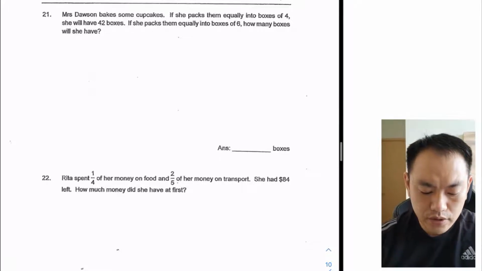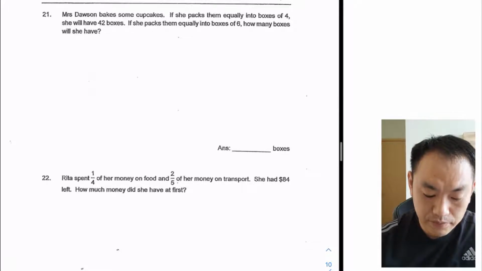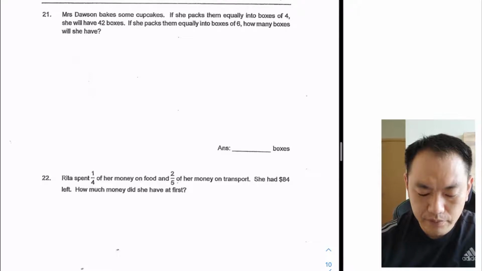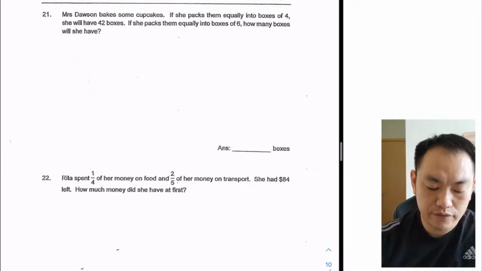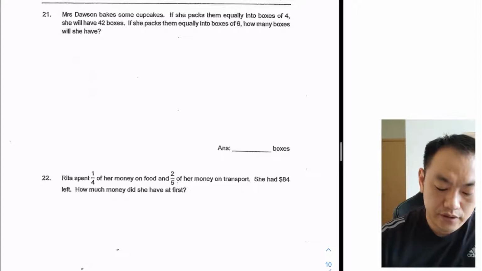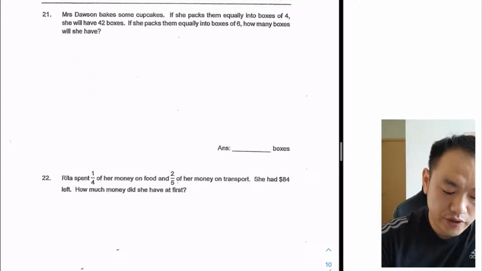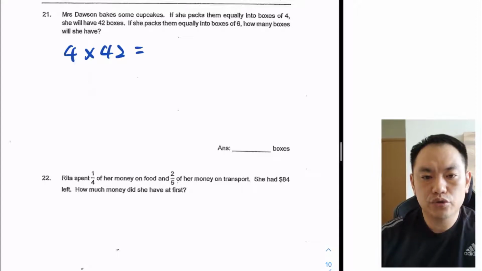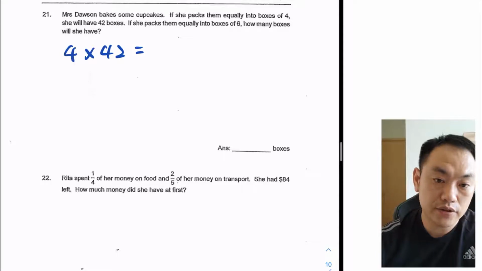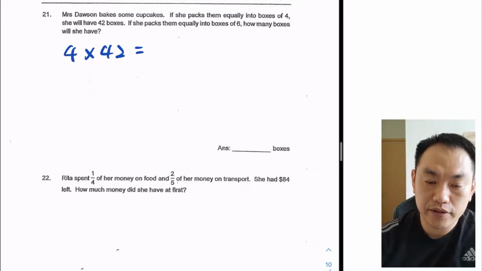Question 21. Mrs. Dawson bakes some cupcakes. If she packs them equally into boxes of 4, she would have 42 boxes. If she packed them equally into boxes of 6, how many boxes would she have? Okay, so they are packed in boxes of 4. So every box has 4, and in total there are 42 boxes. So you multiply 42 by 4, then you will get how many cupcakes in total.